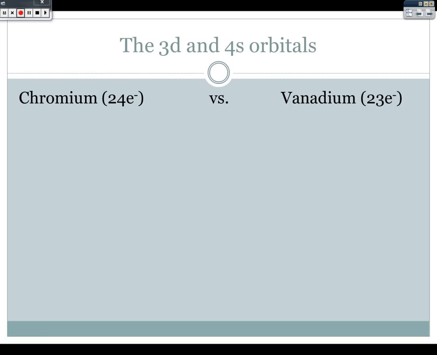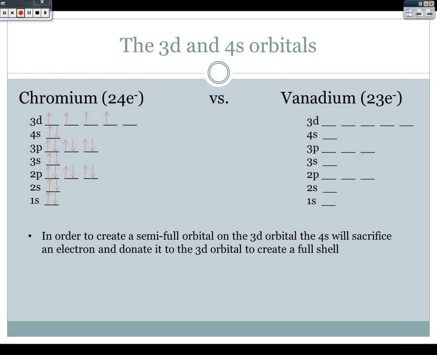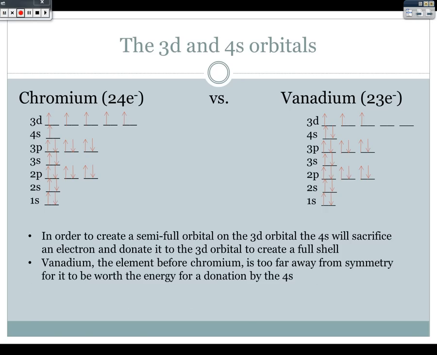Same thing goes with chromium. In this case, chromium, so I'm going to fill in my electrons. Chromium has 24, which means I'm 1 away from a partially filled orbital, and a filled or partially filled 3d orbital would be considered more stable. So that 4s again is going to sacrifice an electron to put it up into 3d. Vanadium, on the other hand, is 2 electrons away. The cost is too great, and so it stays as it is.